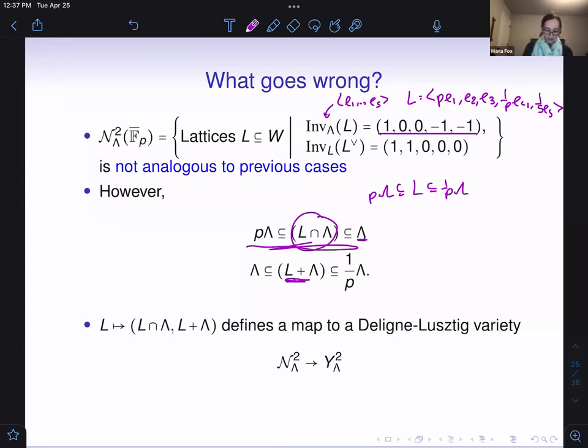If we replace our lattice L with this intersection and the span, that will define a map to a Deligne-Lusztig variety. So in this case, our irreducible component is dimension 3. The Deligne-Lusztig variety we can describe concretely as dimension 2, and the fibers are dimension 1. So that's the way we can describe this irreducible component, fundamentally replacing this lattice L with its two approximations to create a map to a Deligne-Lusztig variety.